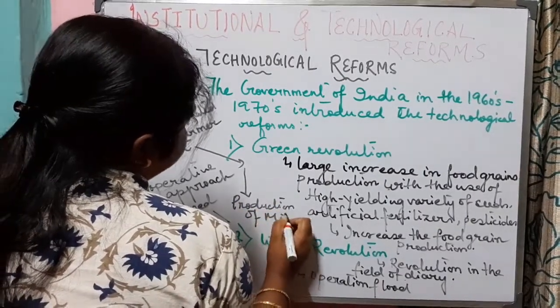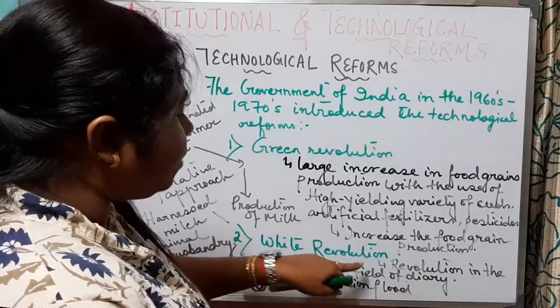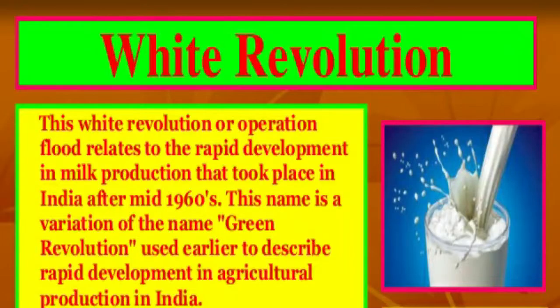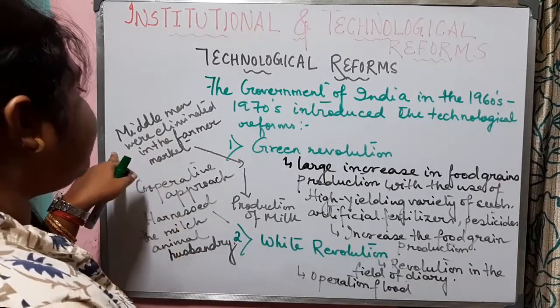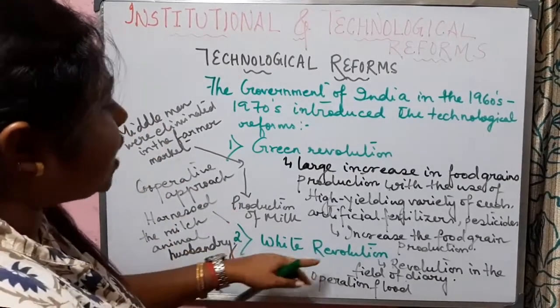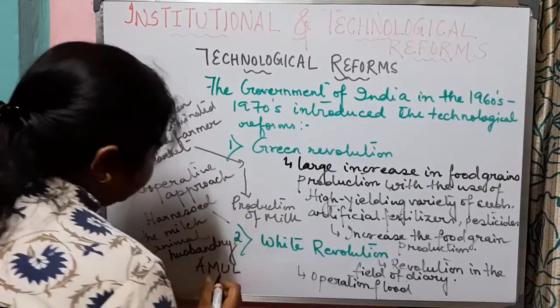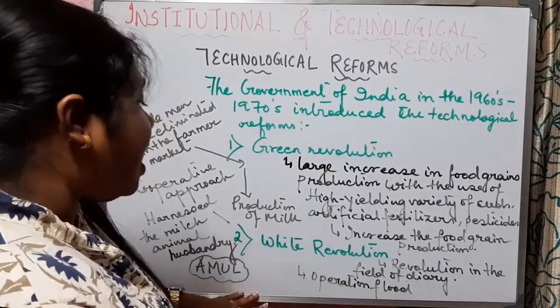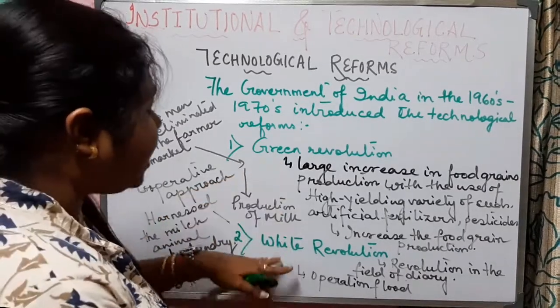of milk. So a question can also come that write a short note on White Revolution. So what is White Revolution? It is revolution in the field of dairy. It is also called Operation Flood. It is a cooperative approach which harnesses the milch animal husbandry. Here it eliminates the middlemen in the farmer market chain, and it helped to increase the production of milk. And this is referred as White Revolution. And you can give example of Amul, which is a cooperative which has increased and expanded due to the White Revolution. So under the technological reforms, we have the Green Revolution and the White Revolution.